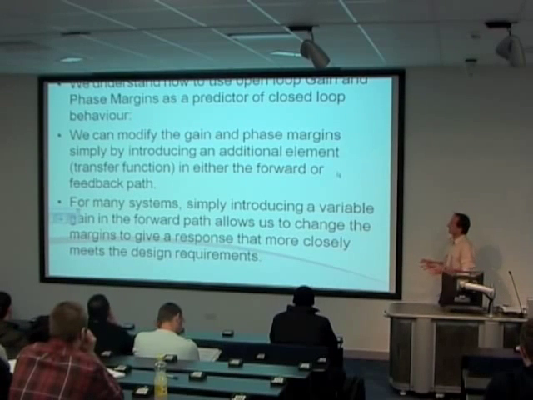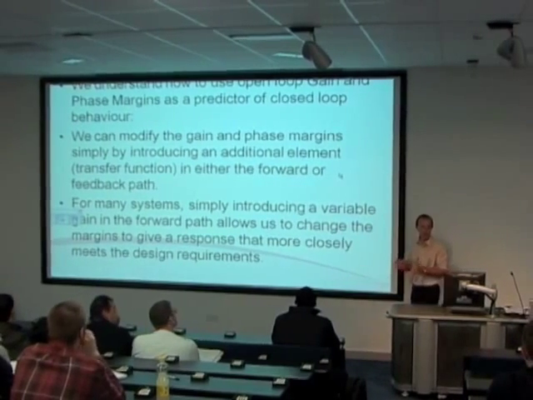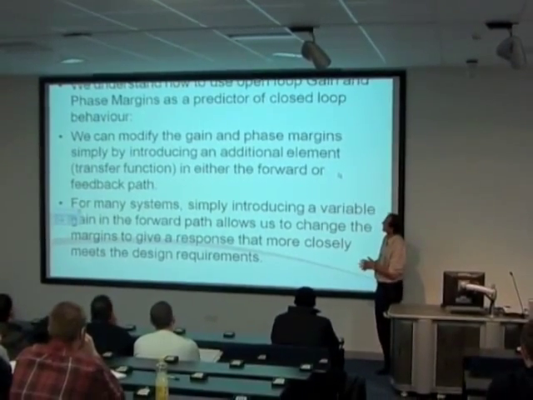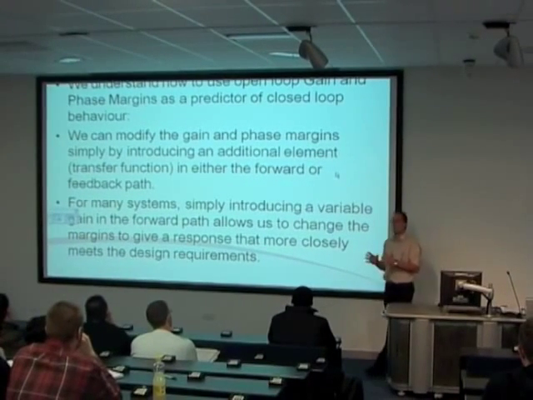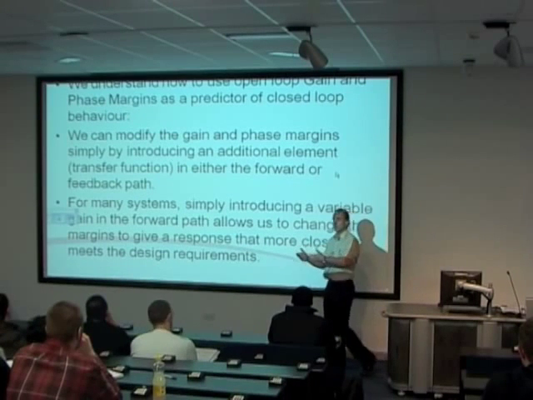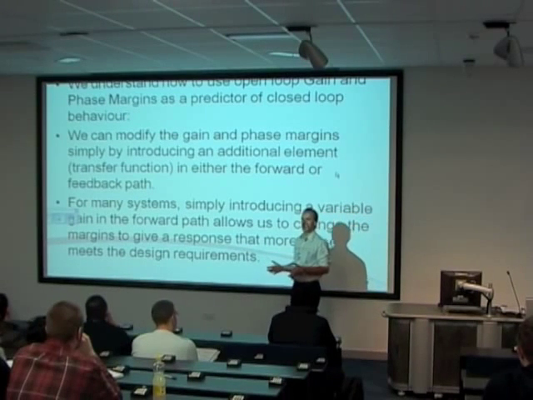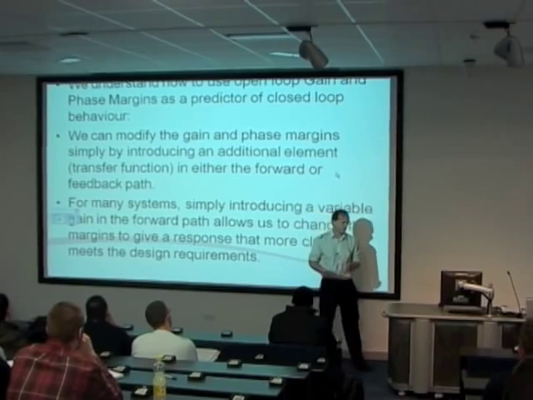So we understand, well, I understand, your line's missing. We understand how to use open loop gain and phase margin as a predictor of closed loop behavior. So let's see about modifying it. If the prediction gives us something that we're not happy with, what can we do?